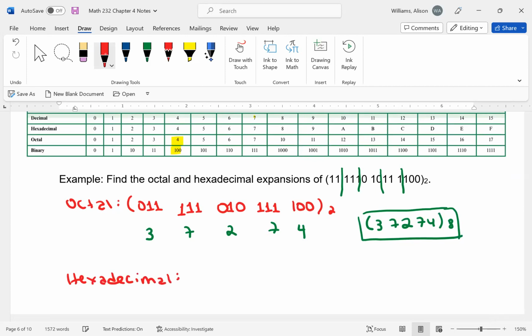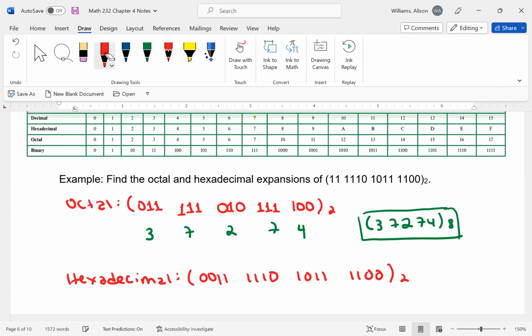So by 4s for hexadecimal. In fact, the number is actually set up by 4s already. So I'm just going to put two zeros in front of the 11 for the first number, and then 1110, 1011, and 1100. Okay, so this is the number going by 4s.